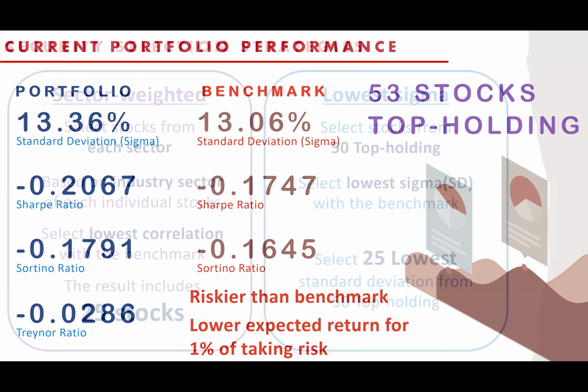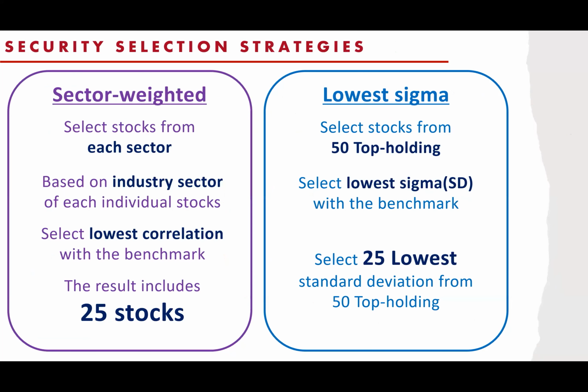We then looked into how we're going to optimize this, and we did this through two solutions: the sector weighted and also the lowest sigma. On the sector weighted, we looked into all the sectors that he currently has, and based on those, we looked into the lowest correlation, and we came up with 25 stocks, right? Then we also looked into the lowest sigma, where we chose the top 50 holdings, and we looked into their lowest standard deviation. Then on that, we screened 25 stocks with the lowest standard deviation.